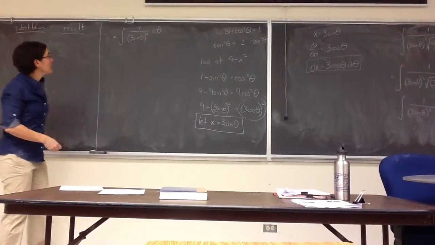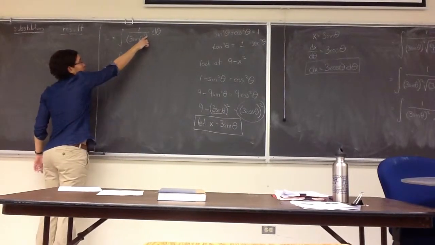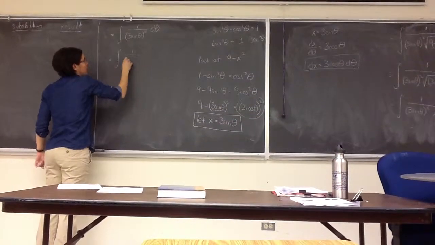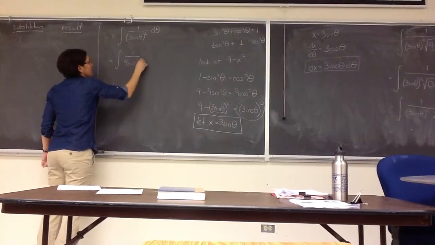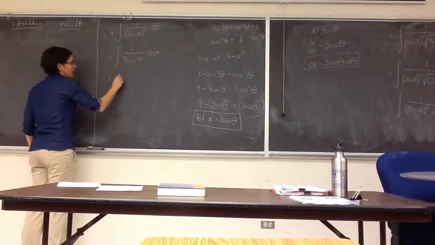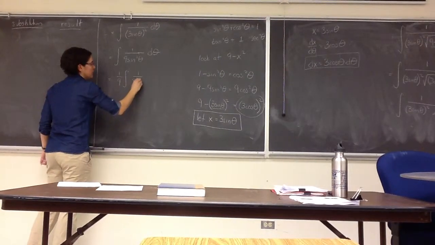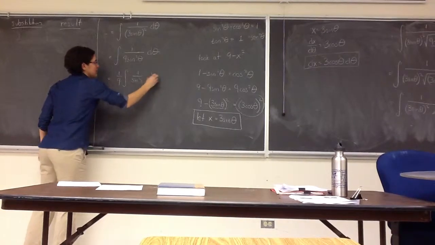We now have 1 over 3 sine of theta quantity squared. I'm going to go ahead and expand. In other words, I'm going to distribute that square sign. So I have 1 over 9 sine squared theta d theta. And I can pull that 1/9 out in front. And I have the integral of 1 over sine squared theta d theta.